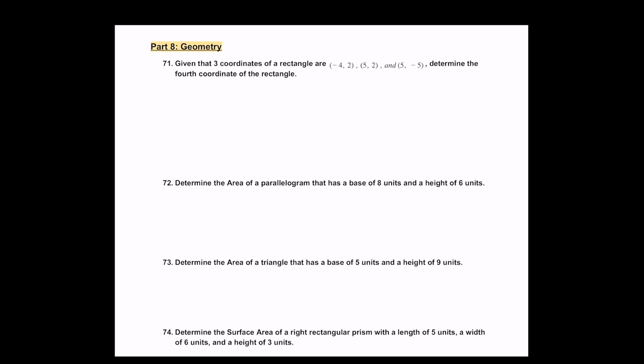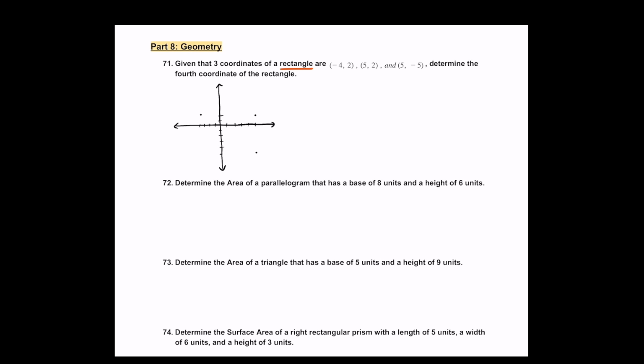So we have a rectangle here, and we have 3 points. We have to determine the 4th point. So I think probably the easiest way is to show you what this looks like graphically on an XY plane. That might help. But there is a shortcut as well I can show you at the end. And so -4, 2. That's 1 point. 5, 2. That's here. 5, -5 is here.